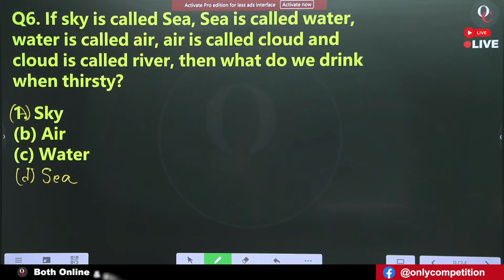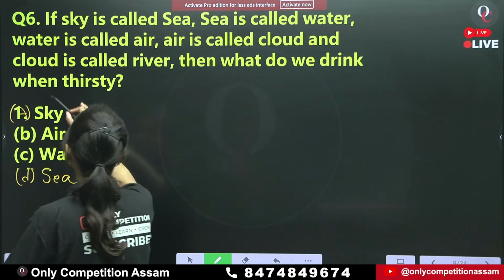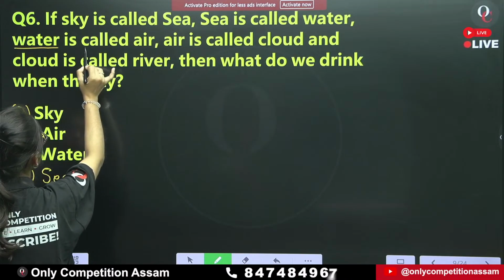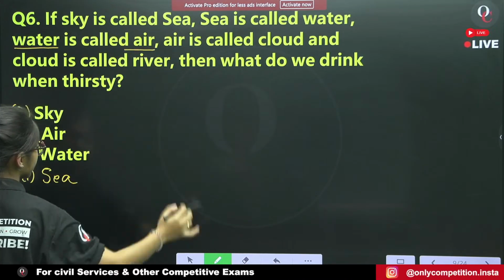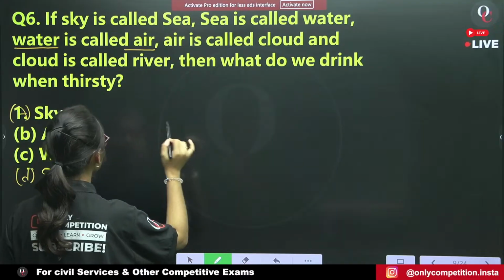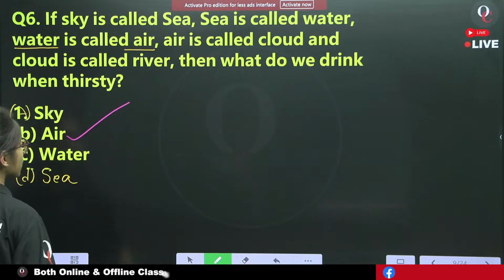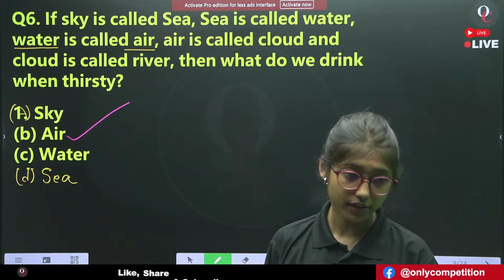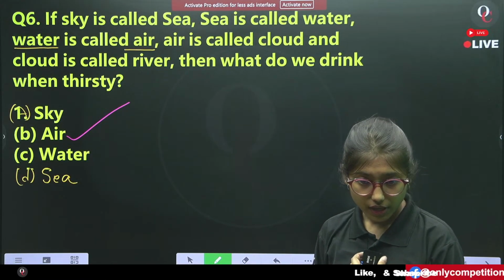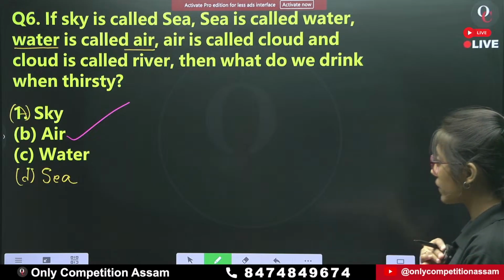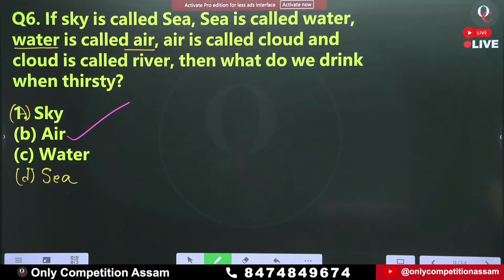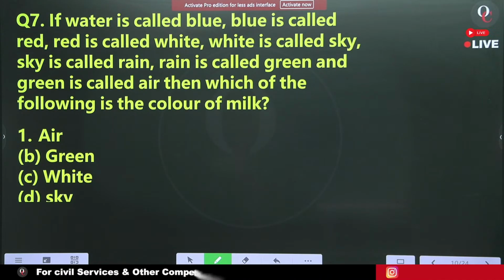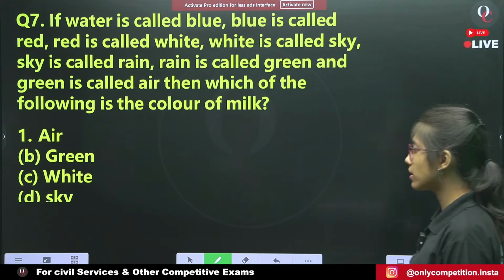When we are thirsty, we drink water, but we cannot click the option C. And therefore, we have to observe what water is being coded as. Water is being coded as air. And therefore, our answer is what? Option B, air. Okay? Got it? Okay. Chalo.